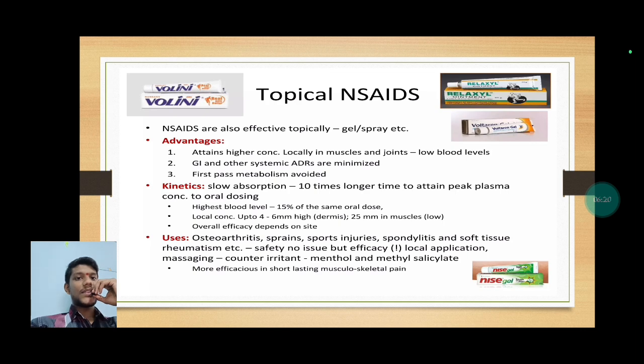Overall efficacy depends on the site. The uses are in osteoarthritis, sprain, sports injuries, spondylitis, and soft tissue rheumatism, etc. Safety is no issue, but efficacy depends on local application, massaging, and counter irritants, menthol and methyl salicylate. More efficacious in short-lasting musculoskeletal pain.